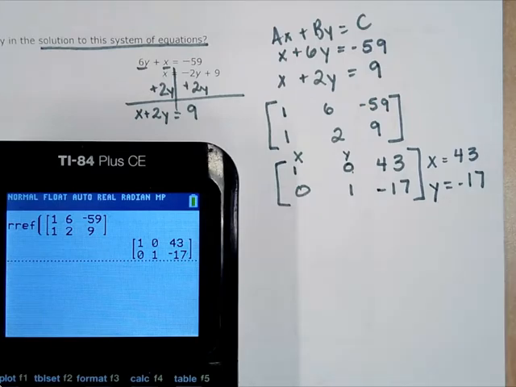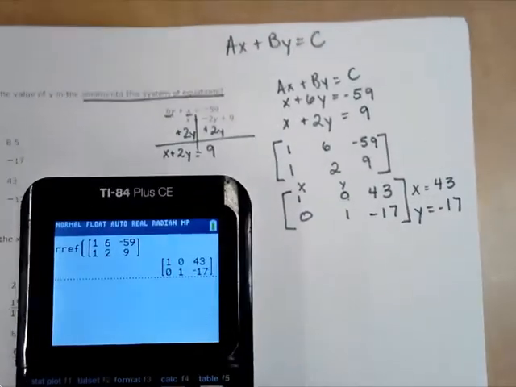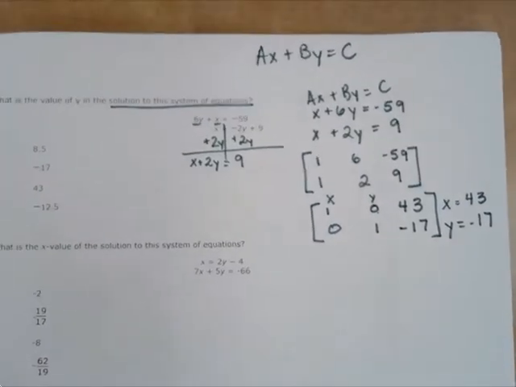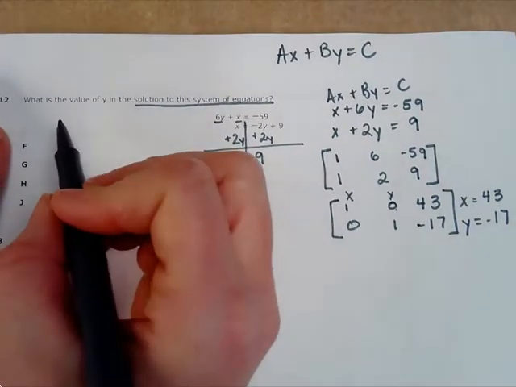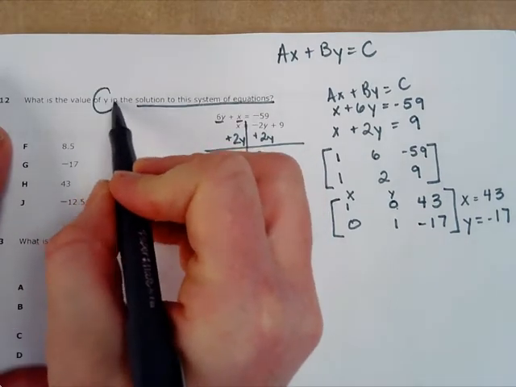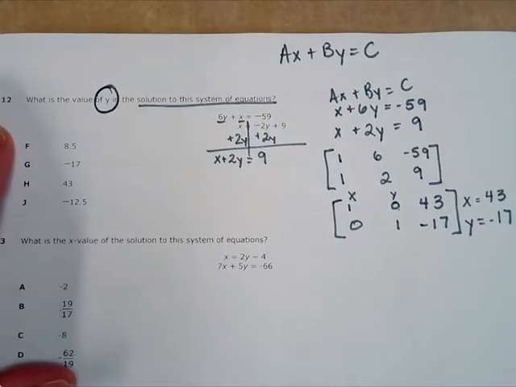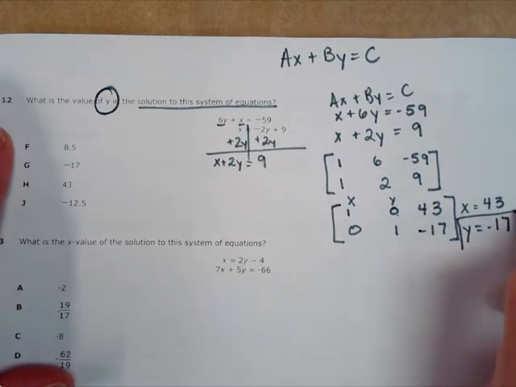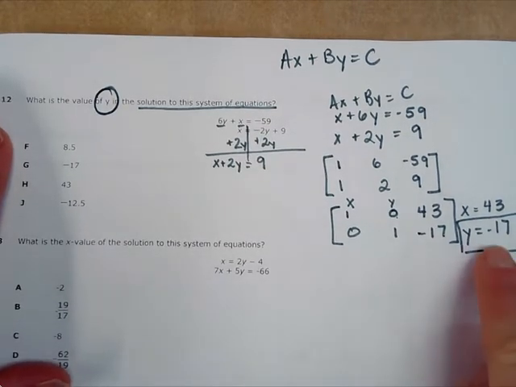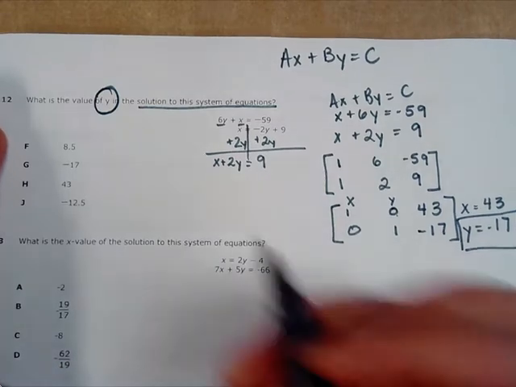Both of these answers are in our answer choices. So we have to look back and determine what are they even asking for. It says, what is the value of y in the solution to the system of equations? So all we need is y, negative 17.